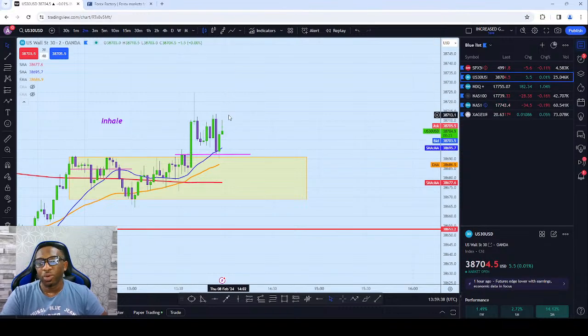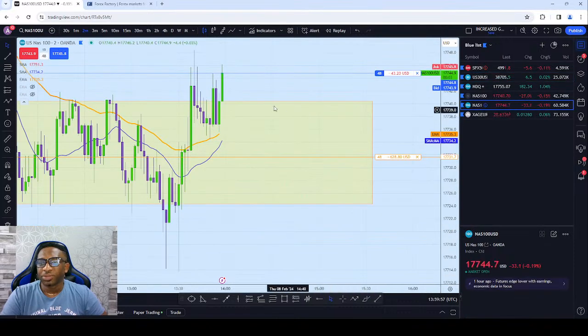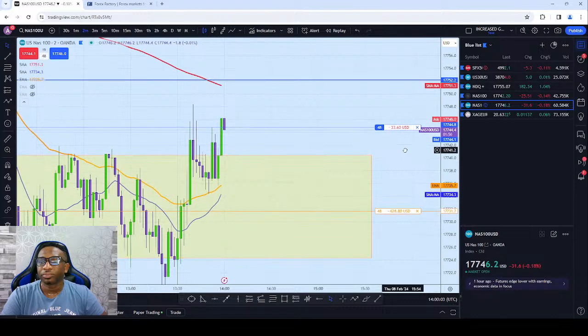So far so good. I like the way it's playing out. Just wanted to clear this area and give us some more pips on here. I believe if you entered the buy on the NAS, you should be in profits now.